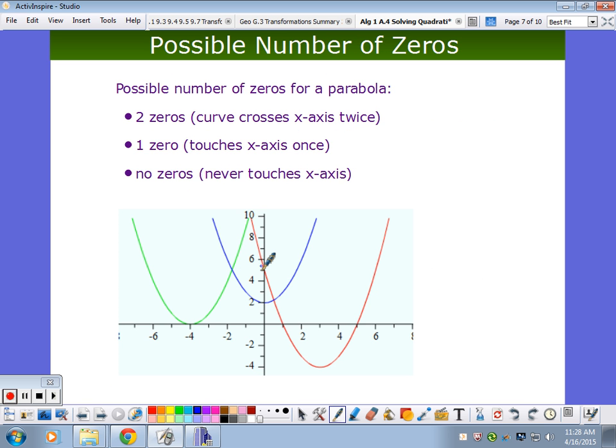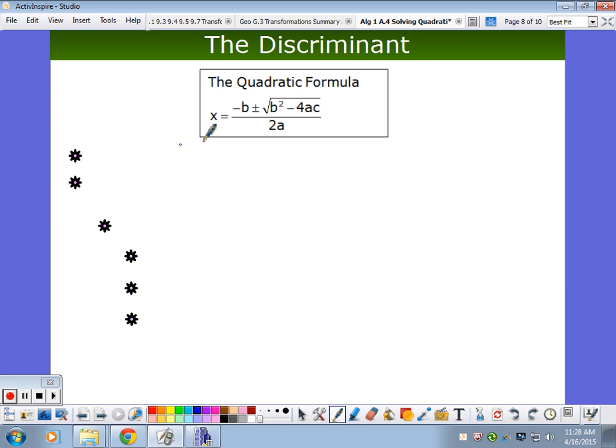All right, so these are the possible numbers of zeros, right? 2 or less. Now remember, what about x cubed? What are the possible numbers of zeros? 3 or 2 or 1 or 0, right? So the degree tells you the maximum number, but you could have less. So the quadratic formula can help us figure out how many zeros, how many real zeros, it's going to have.